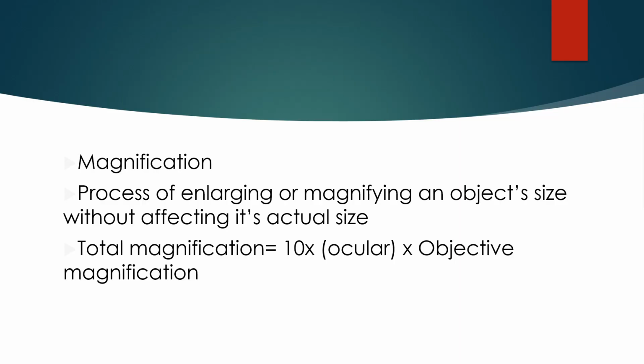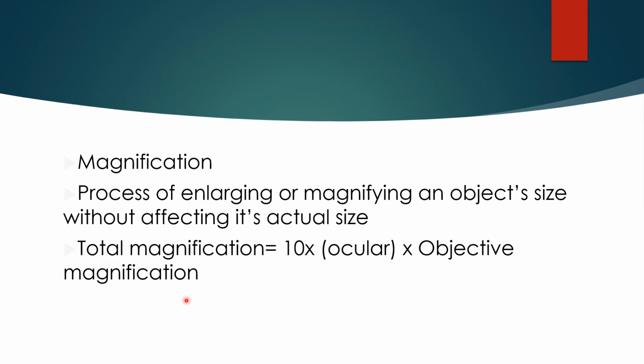Okay, let's take a look at the terminologies utilized in handling the microscope. When we say magnification, that is the process of enlarging or magnifying an object without affecting its actual size. And yes, we can magnify an object using a simple magnifying glass, but we will not be using a magnifying glass to magnify our object. We will be utilizing a microscope to do the magnification.